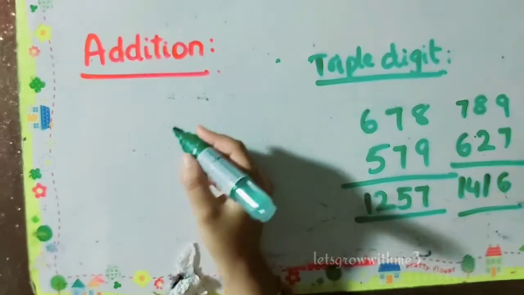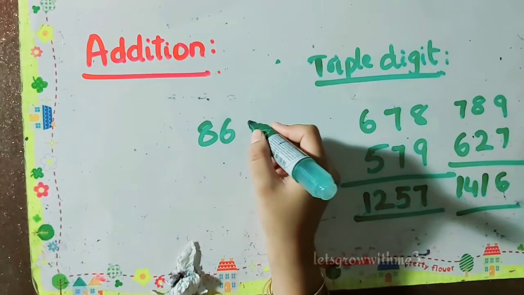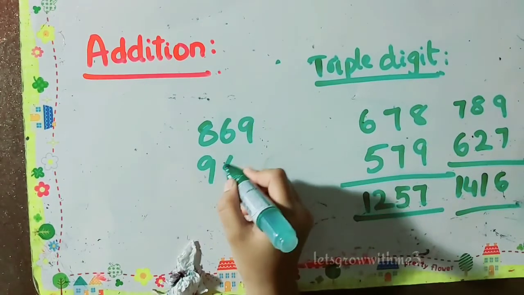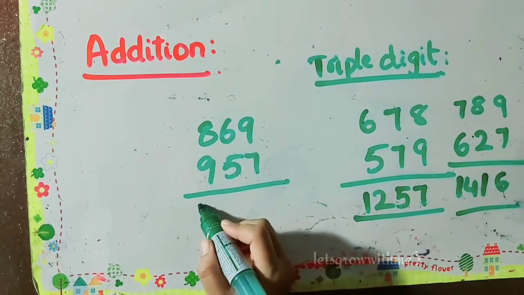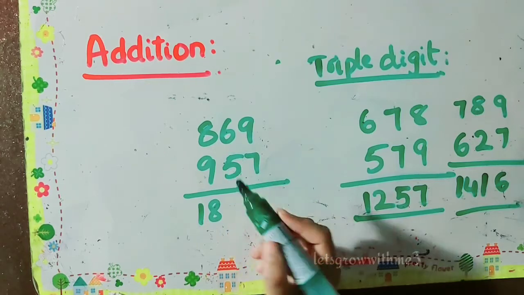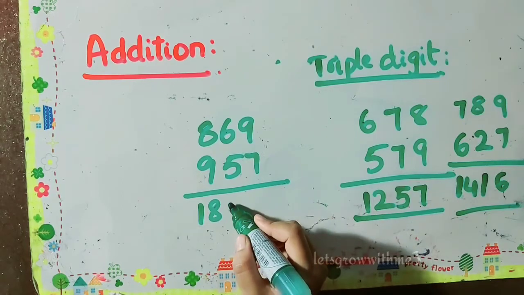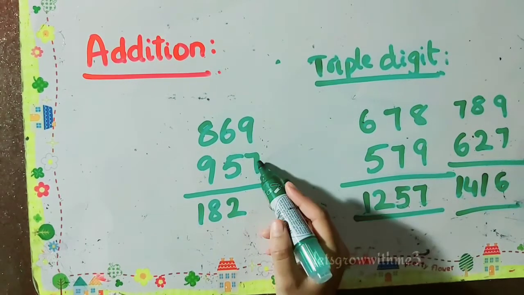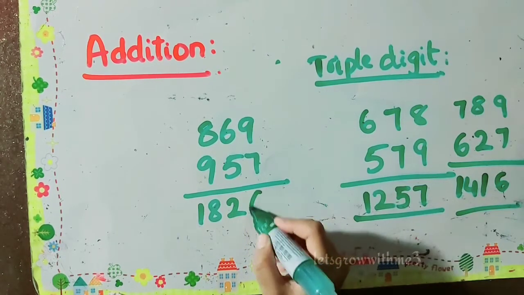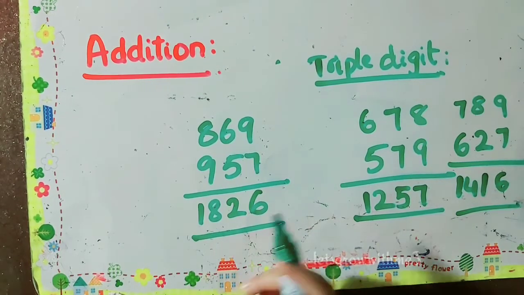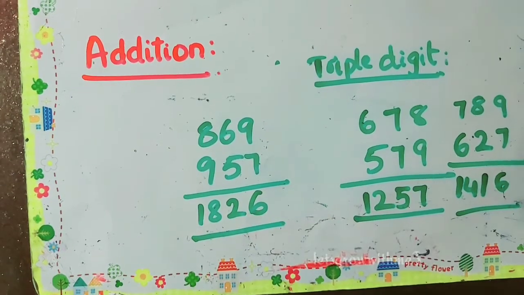Okay, so these are all the examples for with carry combination using 3-digit numbers. I want to see one more example. 869 plus 957. 9 plus 7 is 16, so we write 6 and carry 1. 6 plus 5 is 11, and because of this carry the value is 12. We write 2 and carry 1. 8 plus 9 is 17, plus the carry is 18. The answer is 1826. Okay, so we have done single digit, double digit and triple digit.